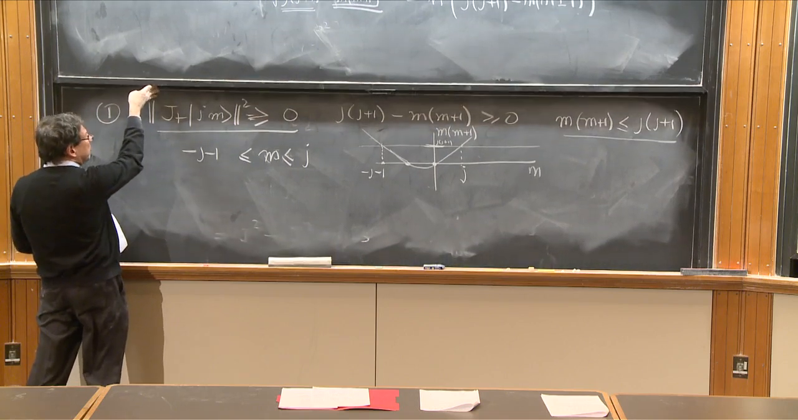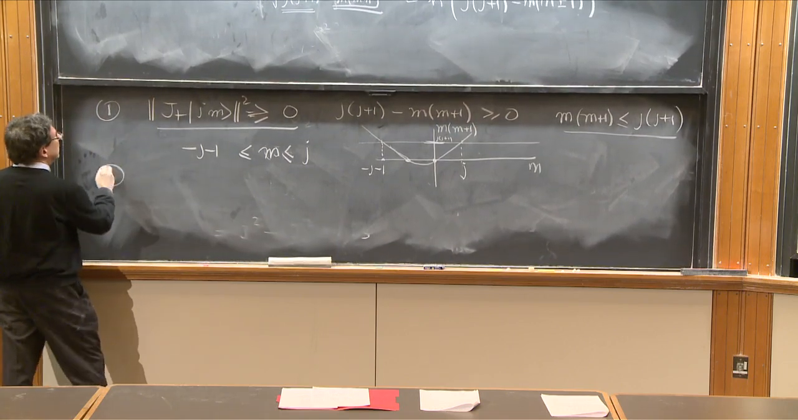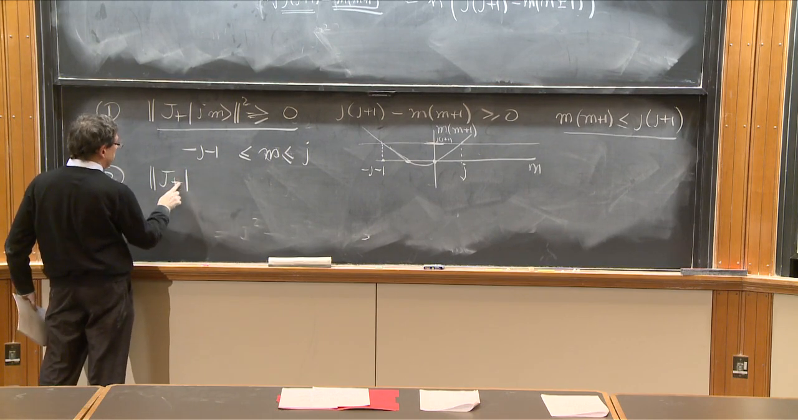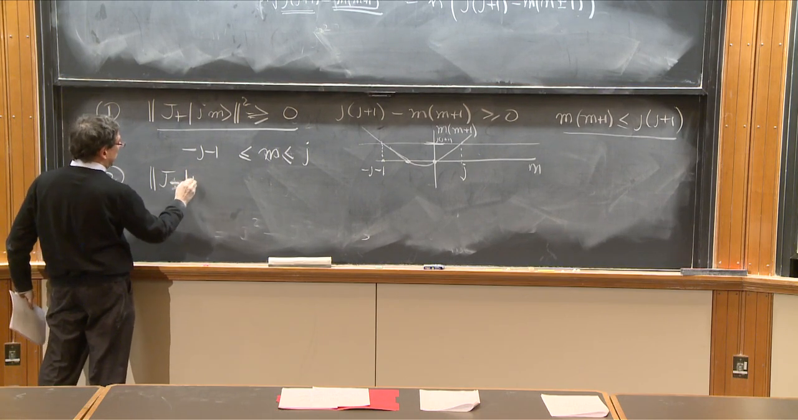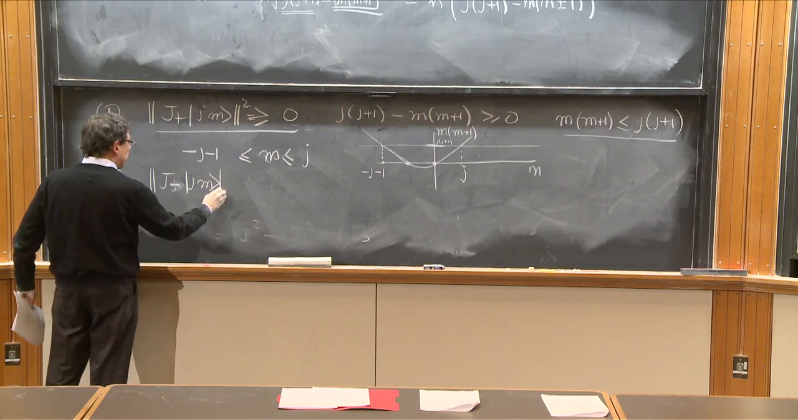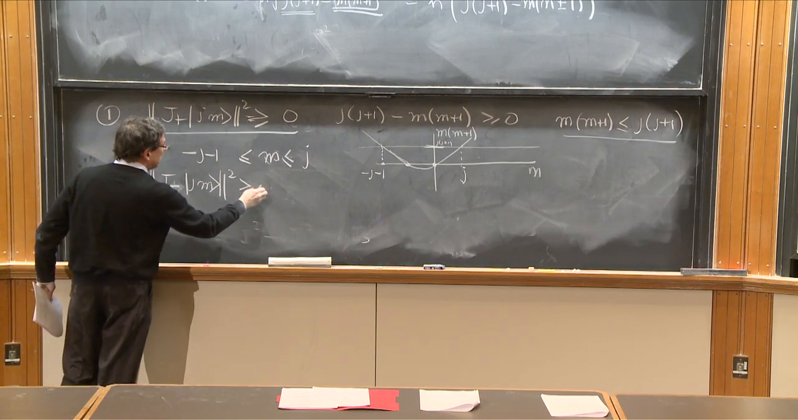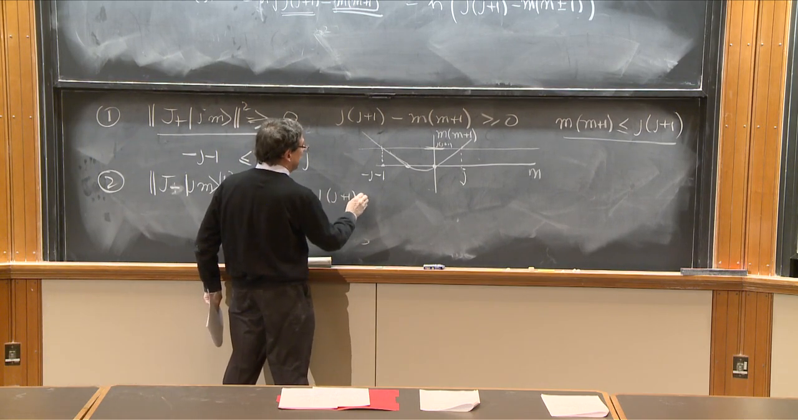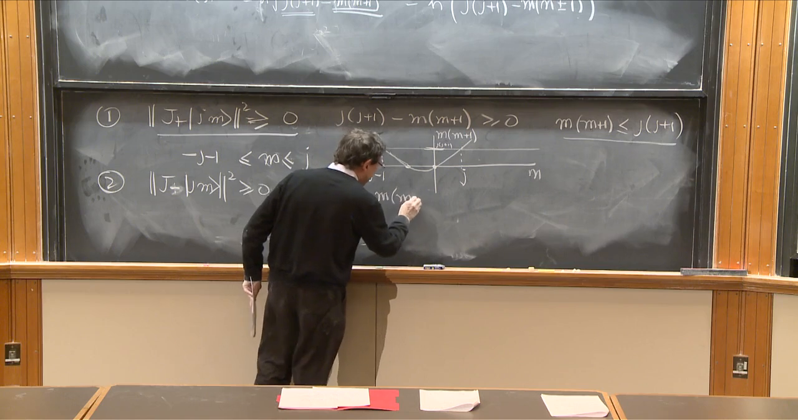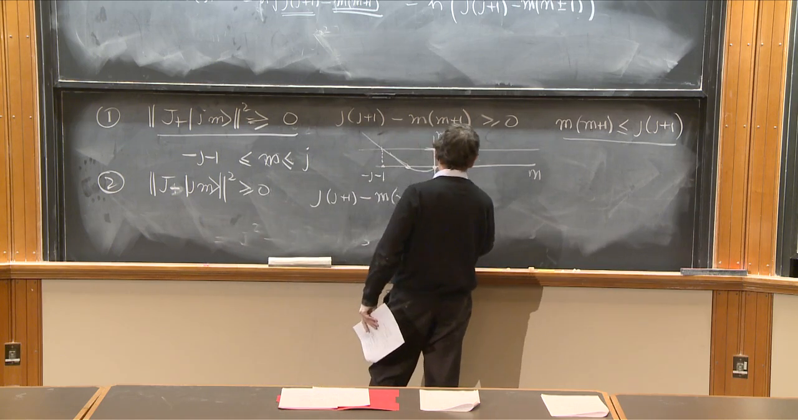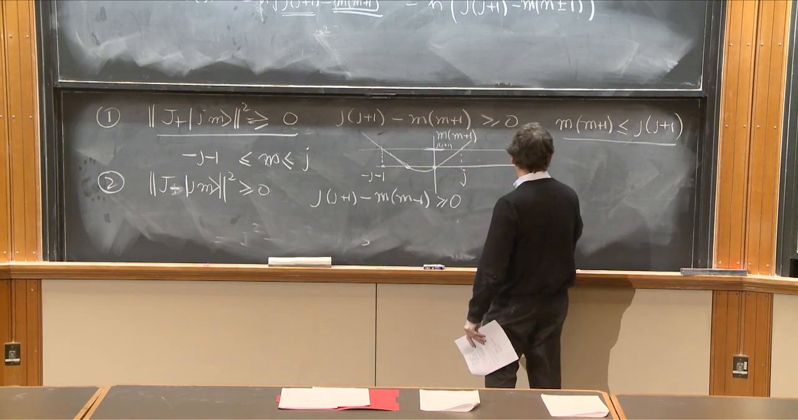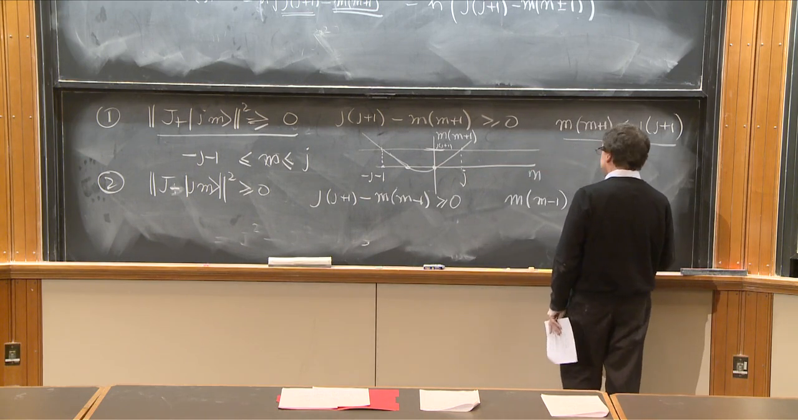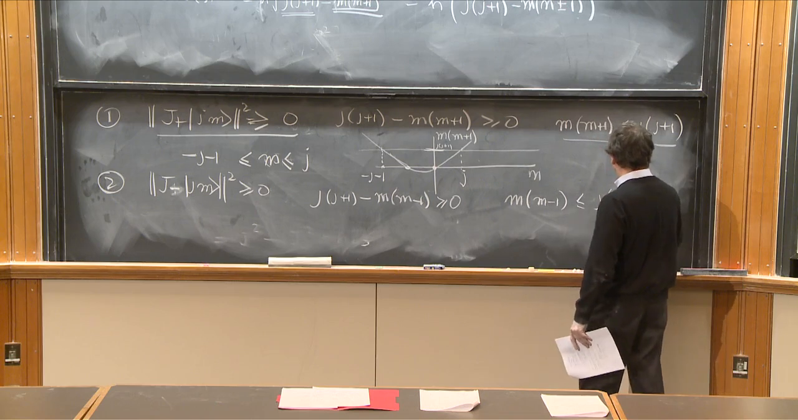Then the other case is that j plus on j minus on jm, if you produce those states, they also must have positive norms. So j times j plus 1 minus m times m minus 1 this time must be greater than 0. So m times m minus 1 must be less than or equal to j times j plus 1.